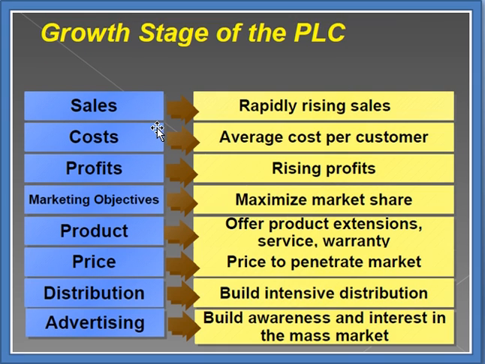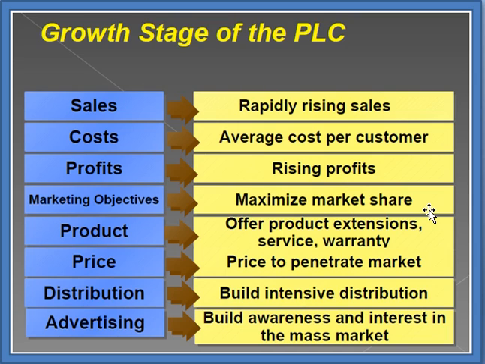Coming to the growth stage, the sales are rapidly rising. The cost is an average cost per customer. The profits will rise. Why? Because the sales of the product are increasing day to day. As the sales increase day to day, the cost per customer also comes down and the profits will increase. The marketing objective is maximum market share.